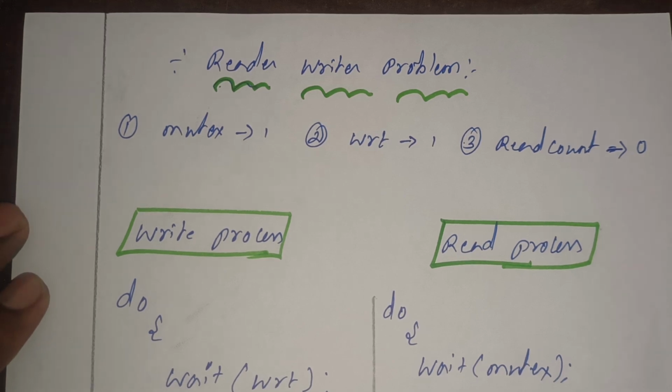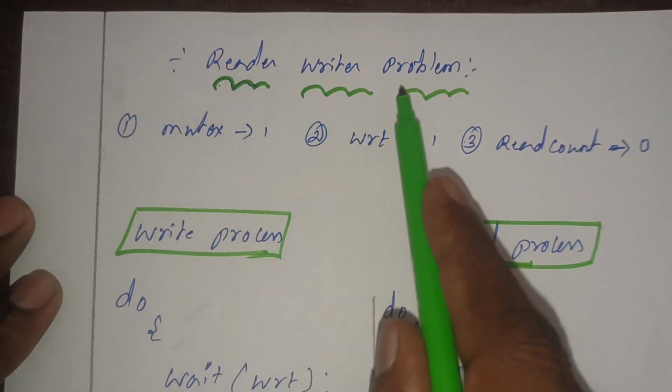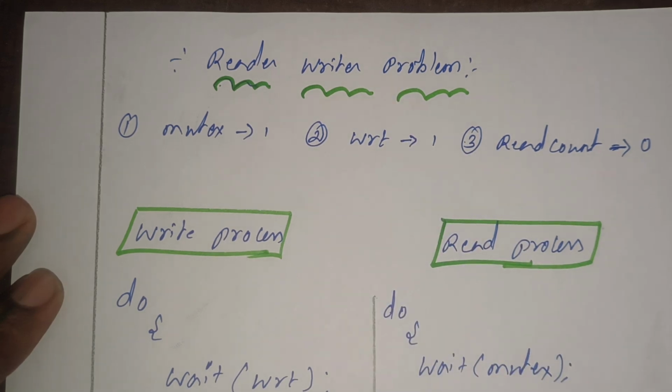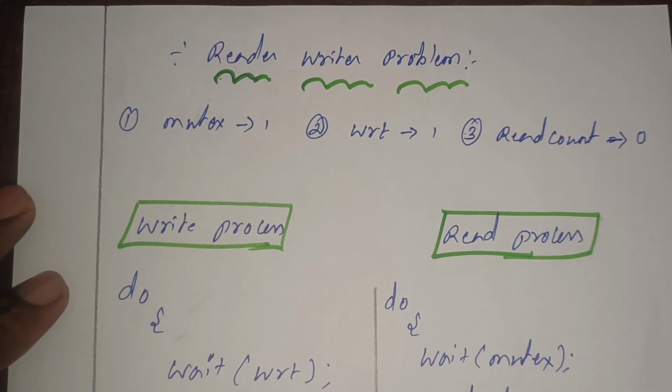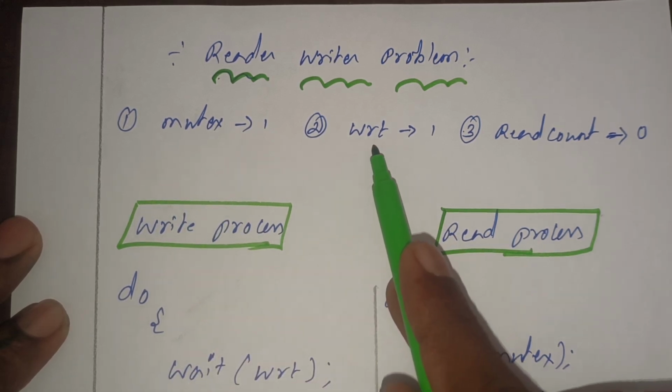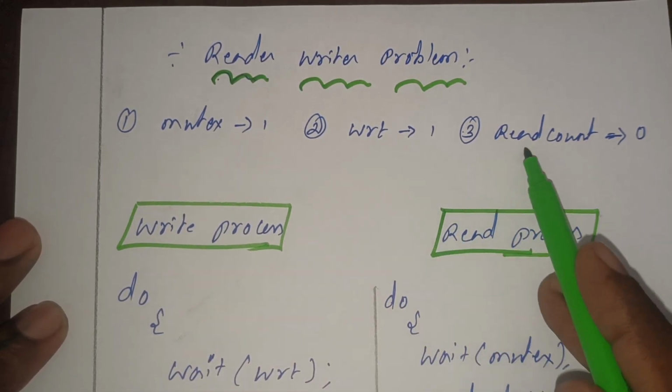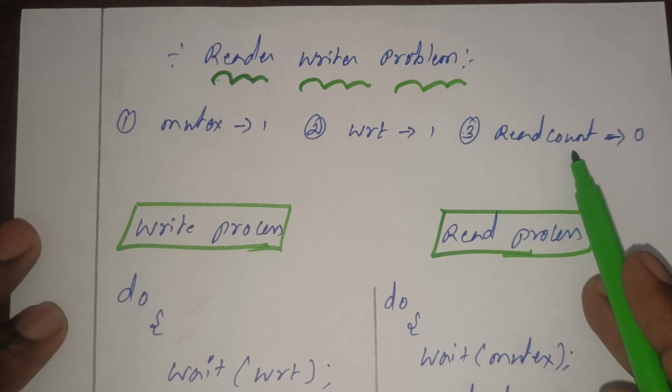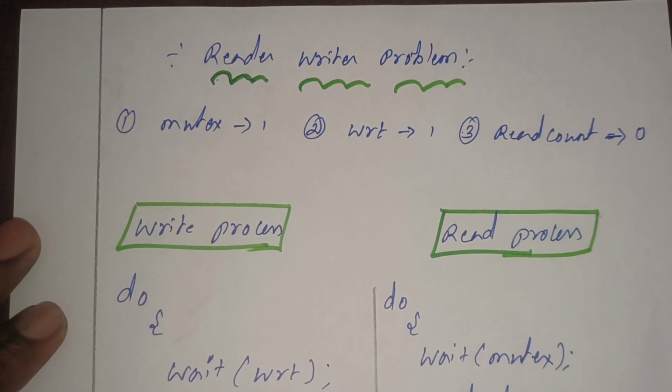Now I am going to explain to you all about a classical synchronization problem, that is the reader-writer problem. How does this particular solution make the classical synchronization problem accessible? Right. Now you can check that we have three different aspects here. Number one is mutex, number two is WRT, that is the writing procedure, and here we have read count. These are all the three different variables we have.